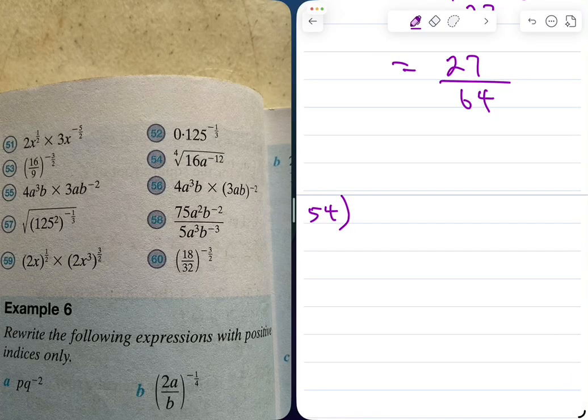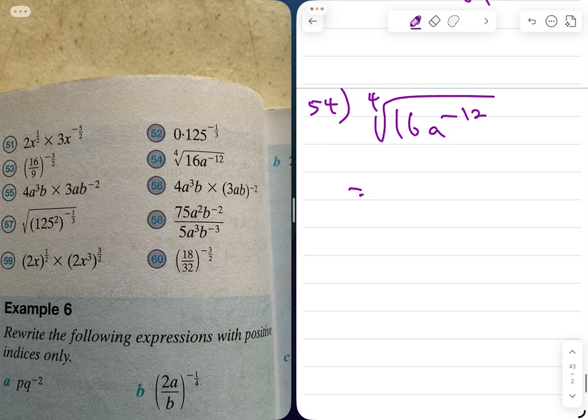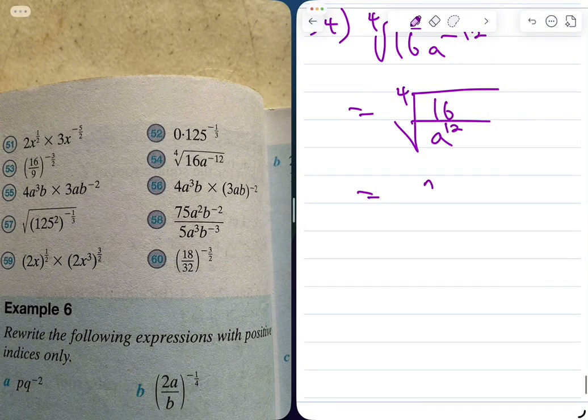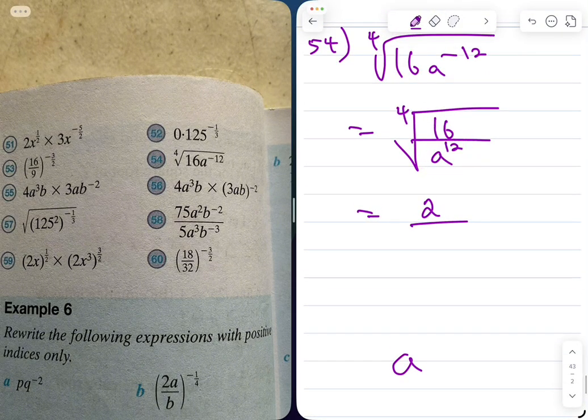Number 54, that is the fourth root of 16a raised to the power minus 12. This is the same as the fourth root of 16. A raised to the power minus 12 is 1 over a raised to the power 12. So 16 times 1 over a raised to the power 12 is going to be 16 over a raised to the power 12. And that will be the fourth root of 16 is 2 over, what's the fourth root of a raised to the power 12?